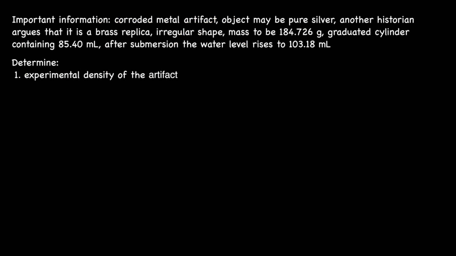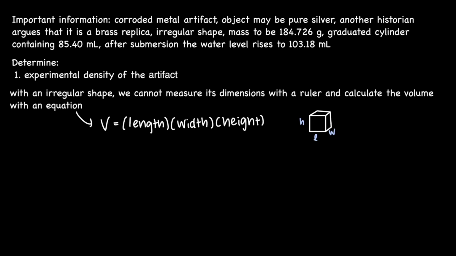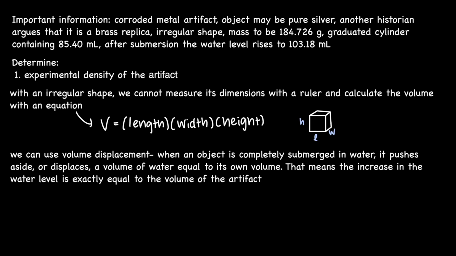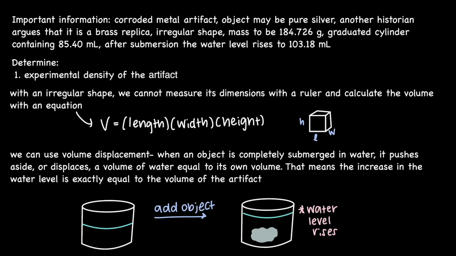Knowing that the corroded metal artifact has an irregular shape will be important for determining its density. Since we cannot measure its dimensions with a ruler, we cannot calculate its volume using a geometric equation. Instead, we can use volume displacement. When an object is completely submerged in water, it pushes aside, or displaces, a volume of water equal to its own volume. That means the increase in the water level is exactly equal to the volume of the artifact.